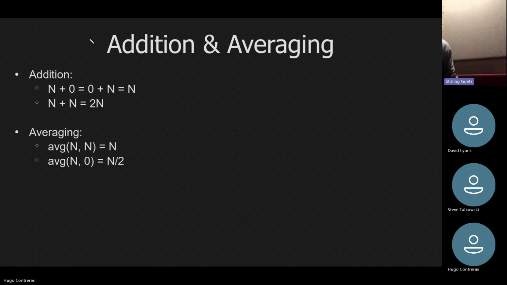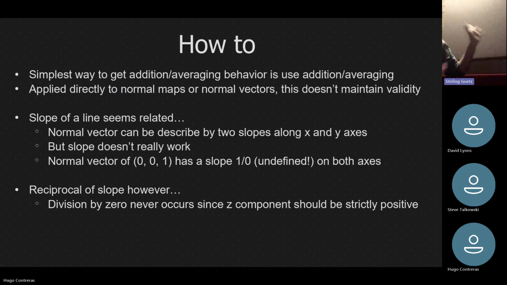But the point is that the intuitions I was trying to hint at are fundamentally the intuitions we have from the operations of addition and of averaging. So how do we actually get something that behaves like that? Generally speaking, the simplest way to get something that behaves like addition or averaging is to actually use addition and averaging. But if you were to directly apply this to normal maps or normal vectors, this does not maintain their validity.